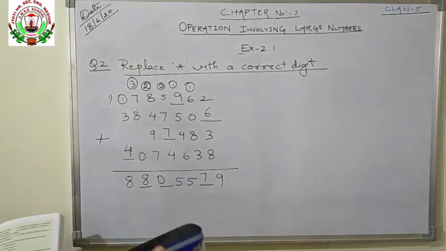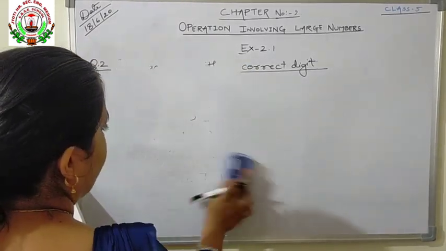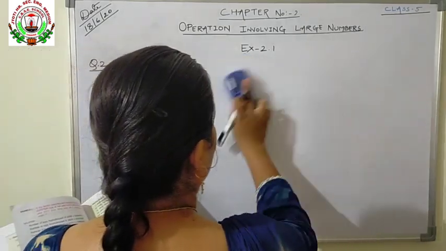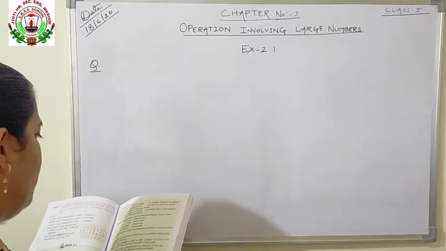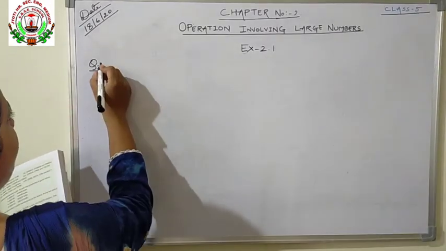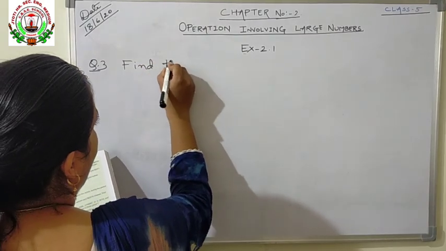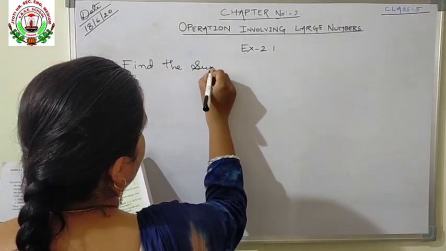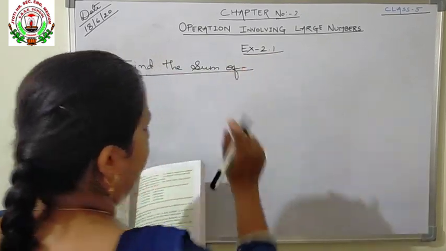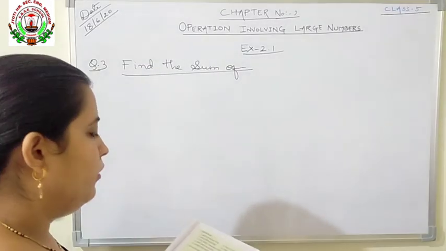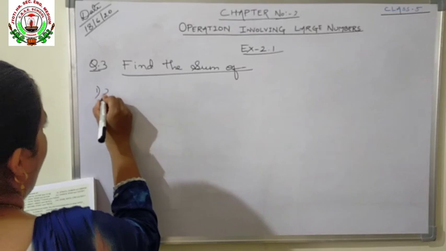Now moving on to our question number 3. What is our question number 3? Question number 3 is: find the sum of. You have to find the sum. As you all can see in your book, your question is written in horizontal form.